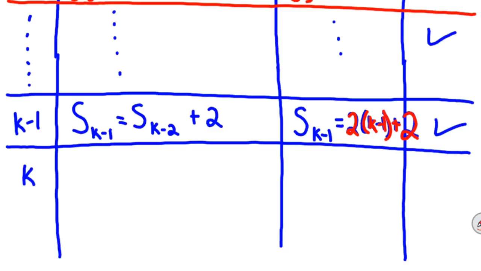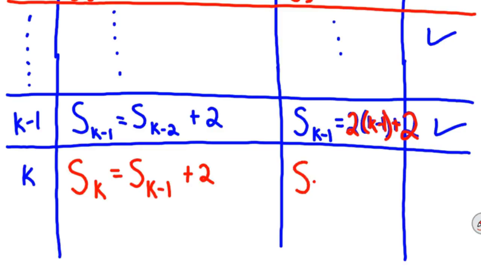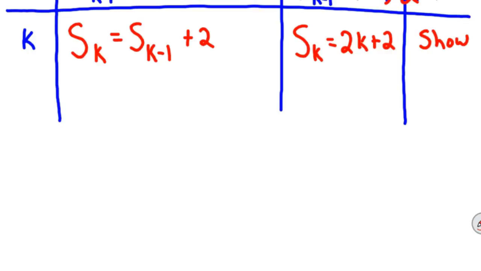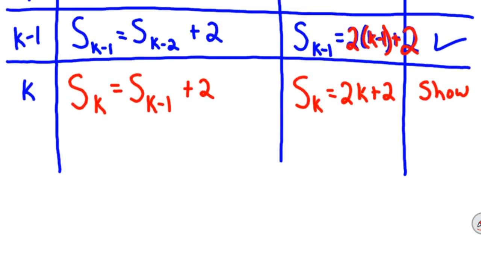So here's your recursive formula now for this one. So we have to show this. S sub k equals your previous term, which is S sub k minus 1, plus 2. And we want to show that that's equal to S sub k equals 2k plus 2. We have to show this. This is what math induction is all about. So we're going to use a little bit of algebra to show that these are true. It's not true yet, but we're going to show it.